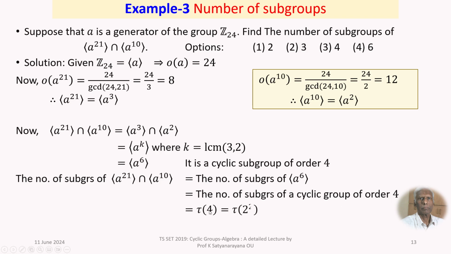That is tau of 4. Tau of 4 is equal to tau of 2 square. That is equal to the power 2 plus 1, 3. Right. So your answer is option 2. So the number of subgroups of the cyclic subgroup generated by a power 21 intersection the cyclic subgroup generated by a power 10 is 3. That is the answer.